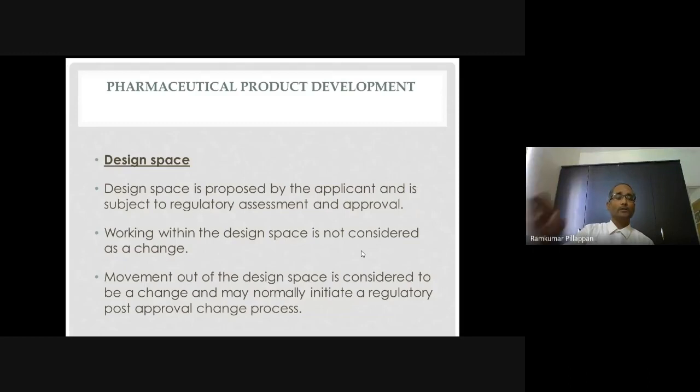Design space includes what excipients, how much excipients, what process parameters, and what is the range of those parameters. For example, a spray dryer or pan coating: what is the temperature range you can use? You have to give that while getting the approval from the regulatory authority. And in normal courses, you cannot go outside this temperature range. That's one example of a process parameter design space.